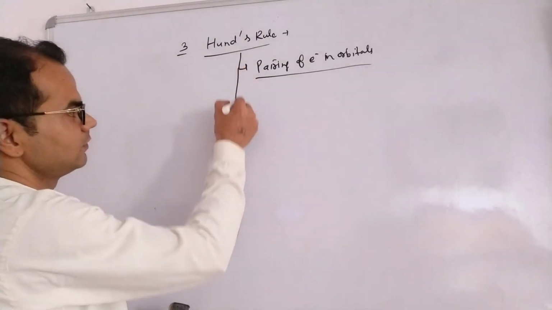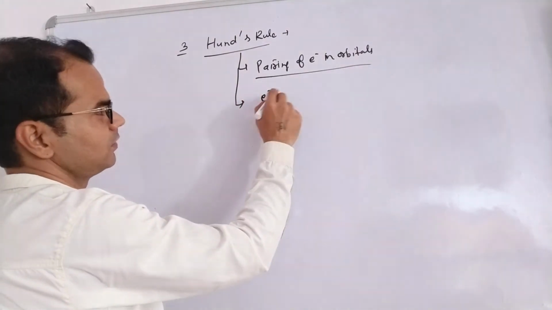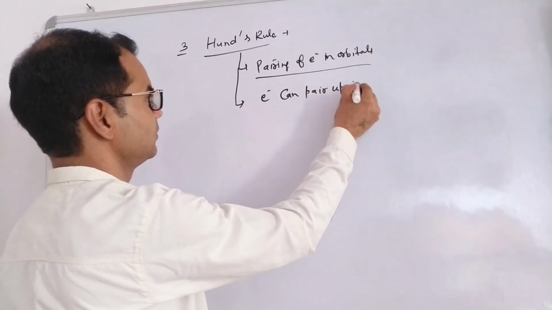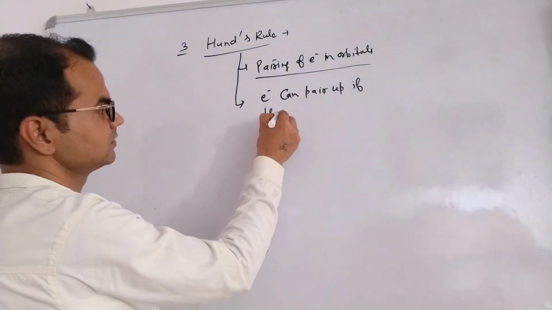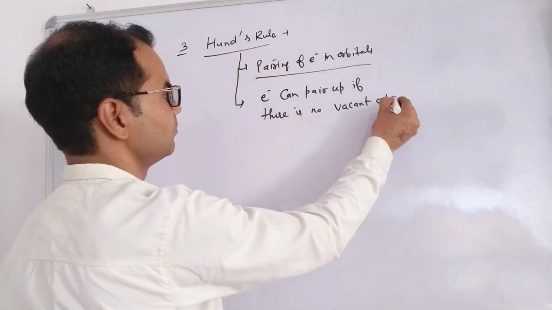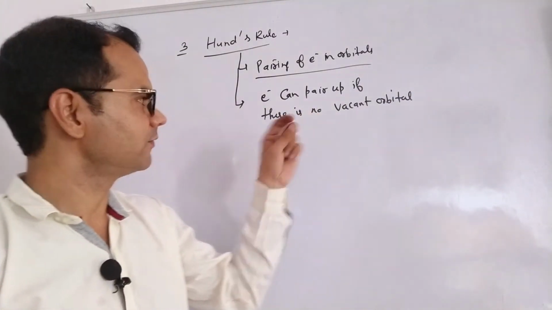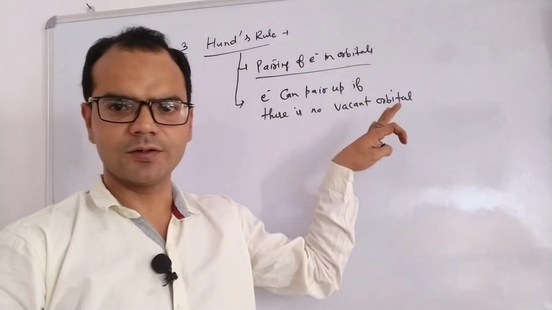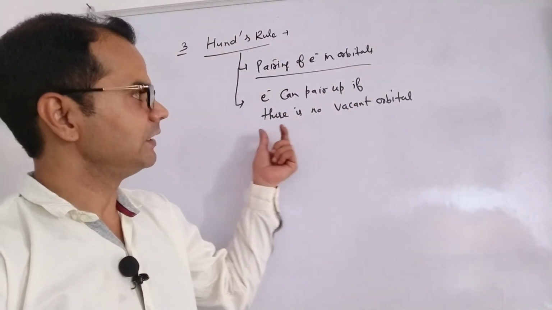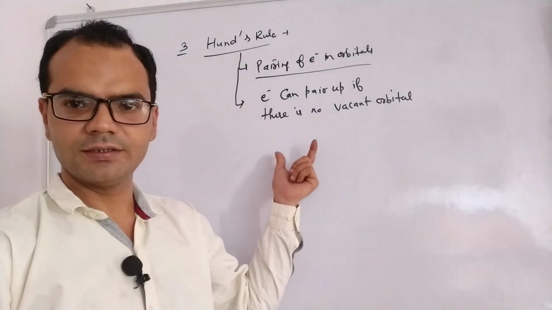According to Hund's rule, electrons can pair up only if there is no vacant orbital. Or we can say alternately, electrons are first filled singly in every orbital and then after that pairing starts.